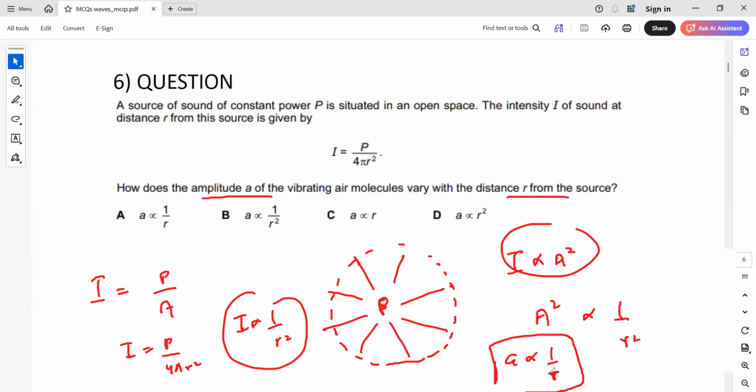It means if we double the distance, amplitude will be half. If we triple the distance, amplitude will decrease by 3. If we quadruple, like 4 times the distance, amplitude will decrease by 4. So which relation is correct? A is correct. So remember, in these two formulas, intensity is directly proportional to amplitude squared and intensity is inversely proportional to distance squared. So when we compare the amplitude with the distance, it is a simple inverse relation between them.